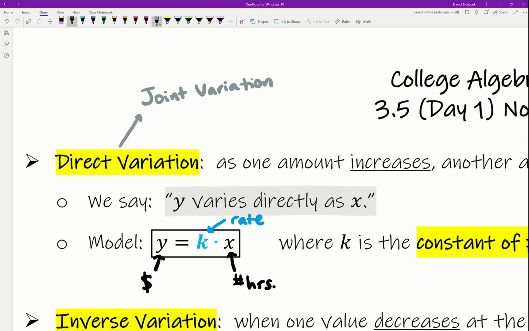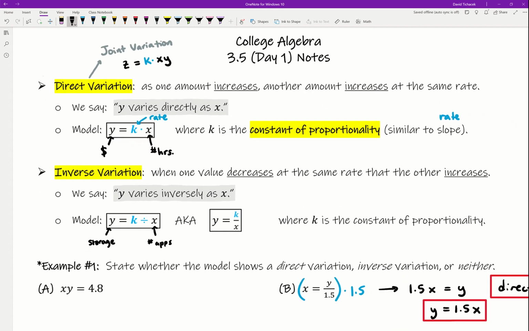Joint variation, and the model for that, since we have three different unknowns, is we're going to introduce the variable z, okay? Just following the alphabet, z is equal to that constant of proportionality times the product of x and y, okay? Where we're saying here that z depends on both x and y together, all right?